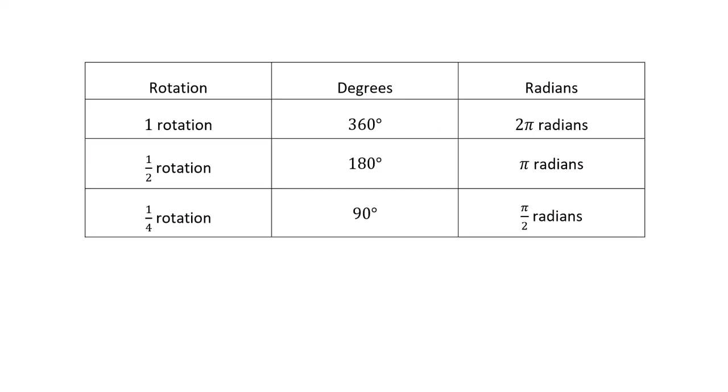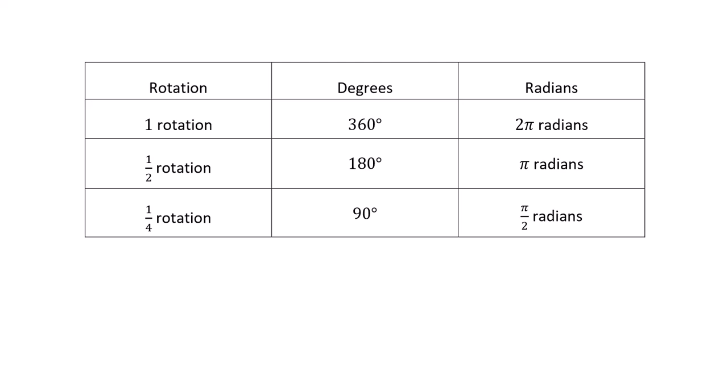Here's a table demonstrating the relationship between rotation, degrees, and radian measure. 1 full rotation is 360 degrees. This would be equal to 2 pi radians. Half of a rotation is equal to 180 degrees, which is equivalent to pi radians. A fourth of a rotation is 90 degrees, and that's equivalent to pi over 2 radians.